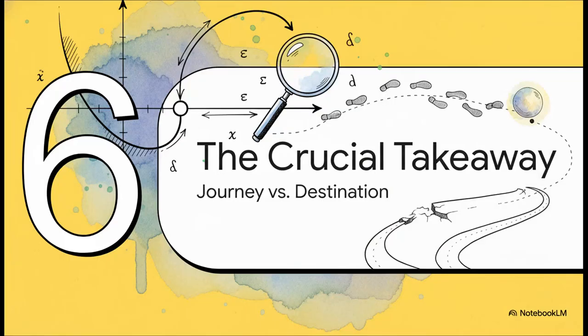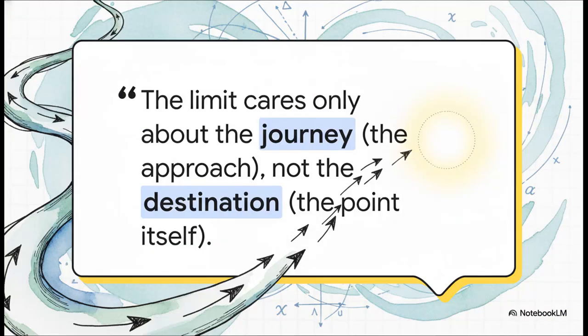So, after all of that investigation with our different tools, what is the single most important idea that you need to walk away with? It's this. This is the absolute core of the entire concept. The limit is only about the journey, the behavior of the function as it gets closer and closer to a point. It couldn't care less about the destination, what's actually happening at the point itself, or even if there is a point there at all. It's all about the approach.